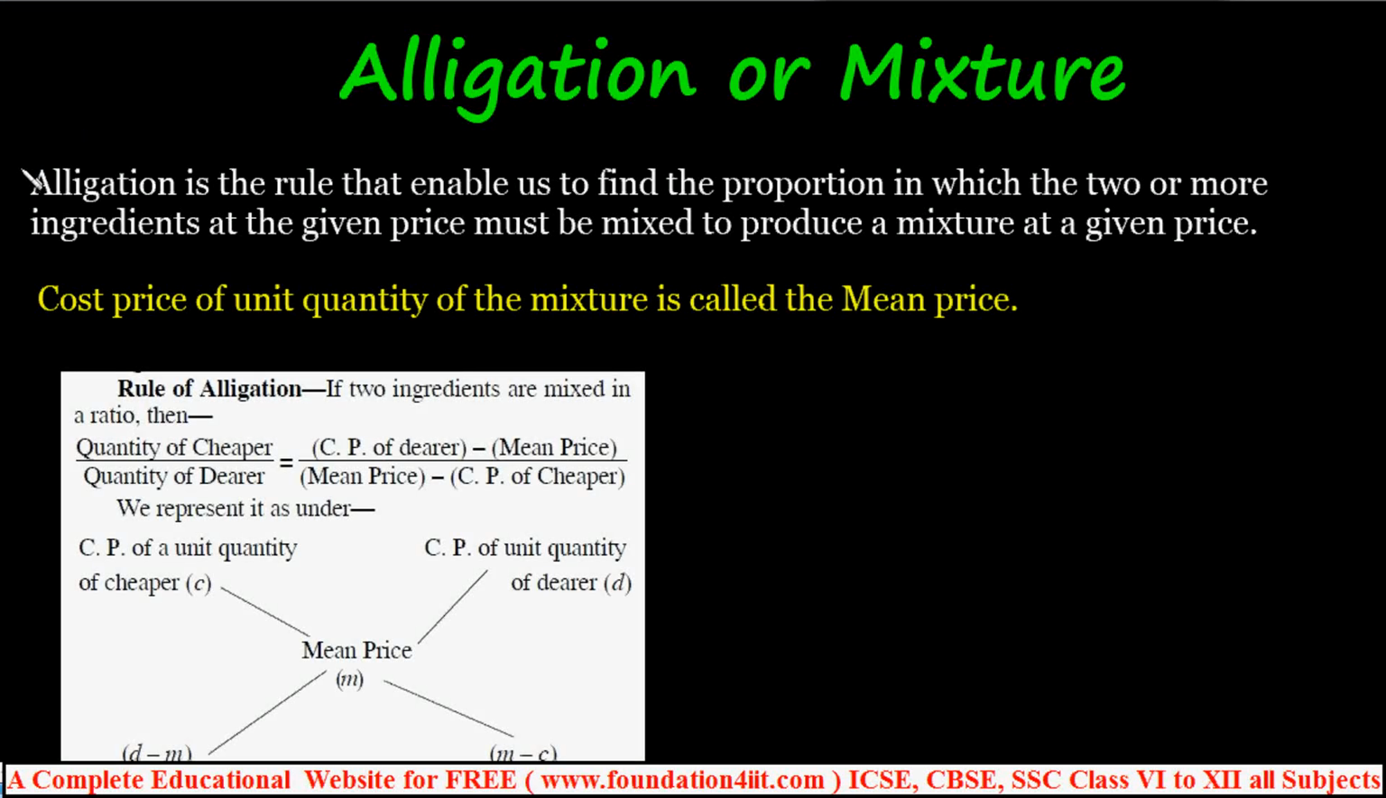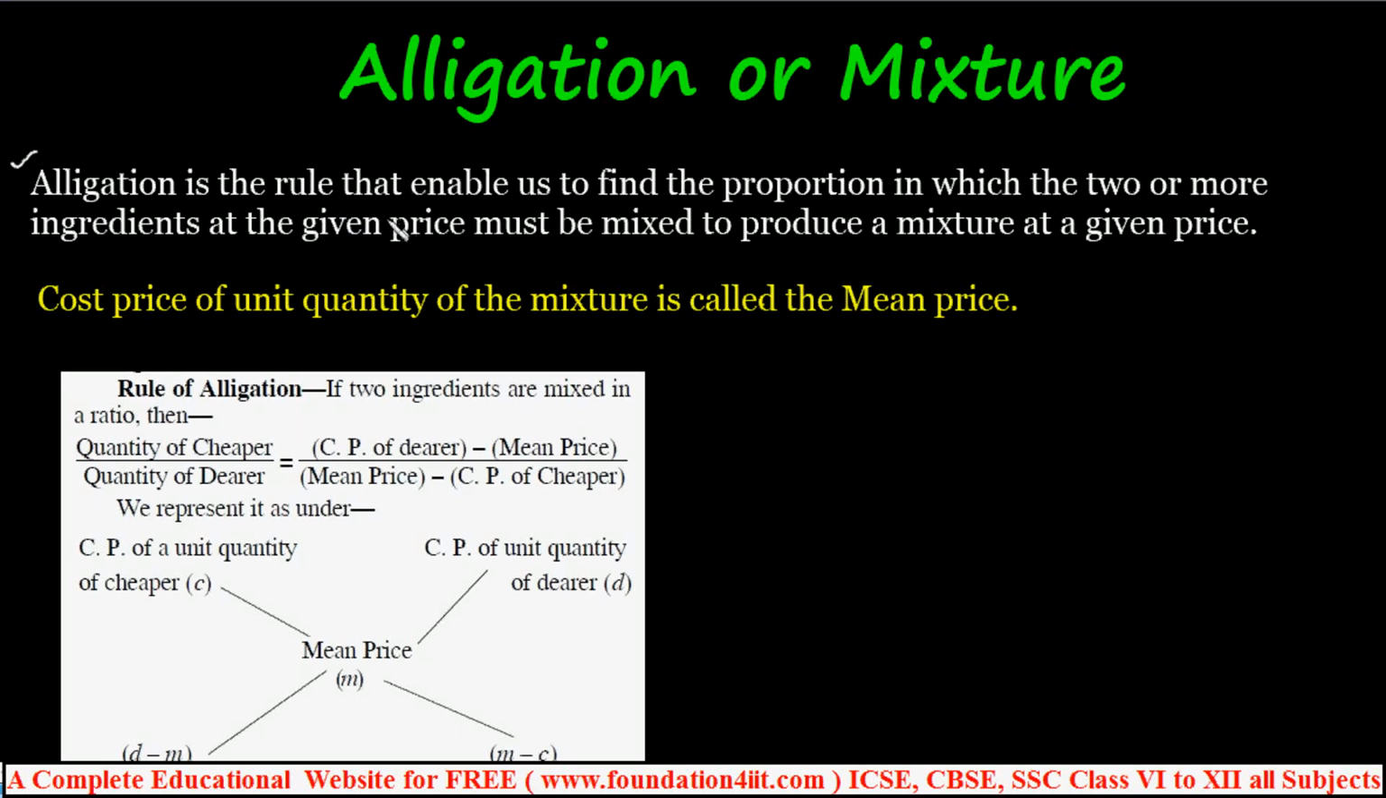The rule of alligation enables us to find the proportion in which two or more ingredients must be mixed. So this is a mixing combination. If you mix two ingredients, the resultant mixture will be at a given price. How to calculate? I'll show examples also.